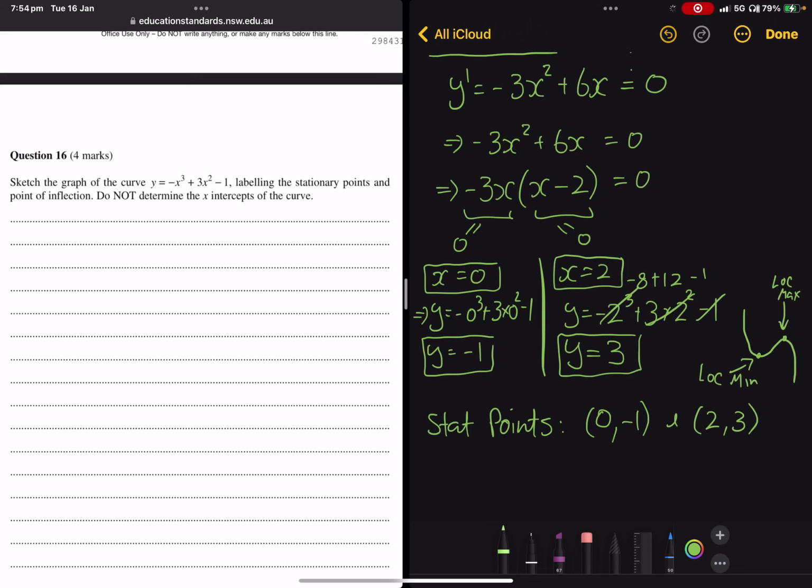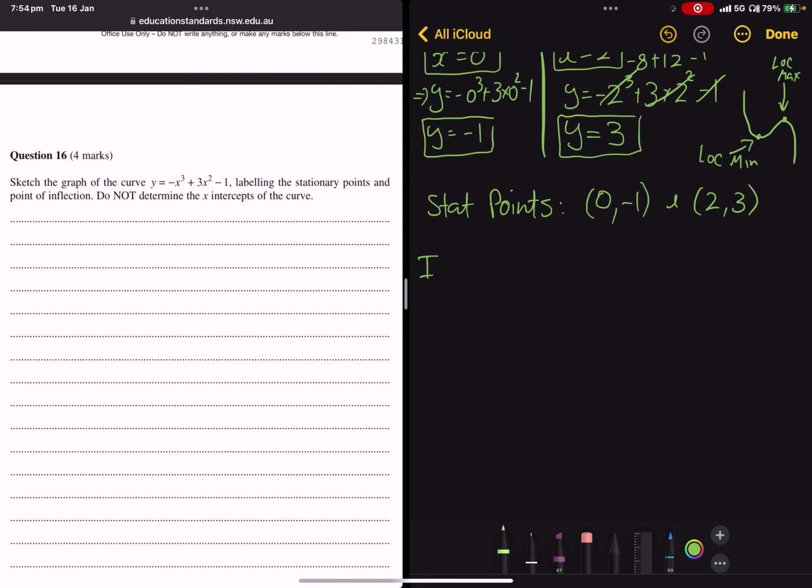You don't need to at this point, because we also want the point of inflection, right? So we're going to do the stationary points first, then we're going to do the point of inflection in addition to the stationary points. Then we'll use the stationary points and the point of inflection to produce a very accurate graph, or a graph that is reasonably accurate at least.